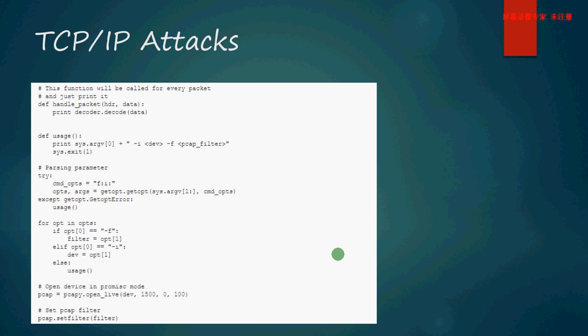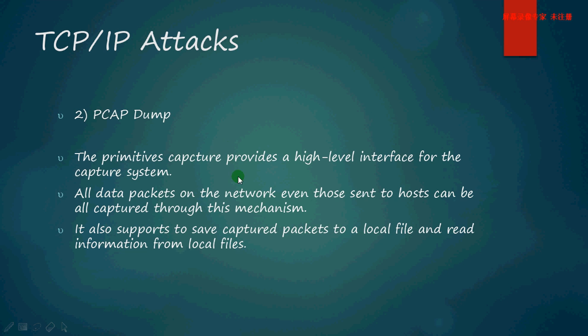It decodes a packet with the help of the ethernet decoder class. We use the ethernet decoder here instead of the ARP decoder because the PCAP filter can be specified by the user with the use of the -f parameter. Okay, next is pcapy dump.